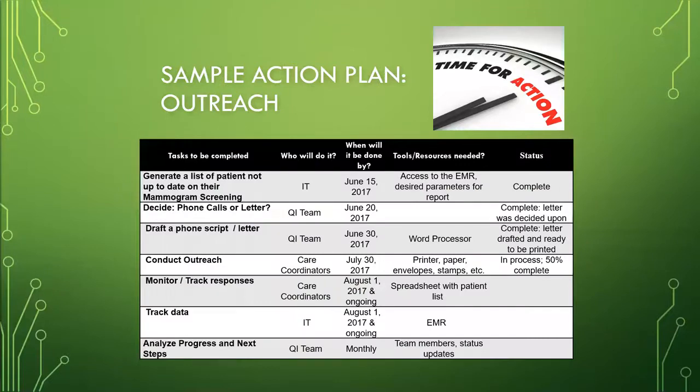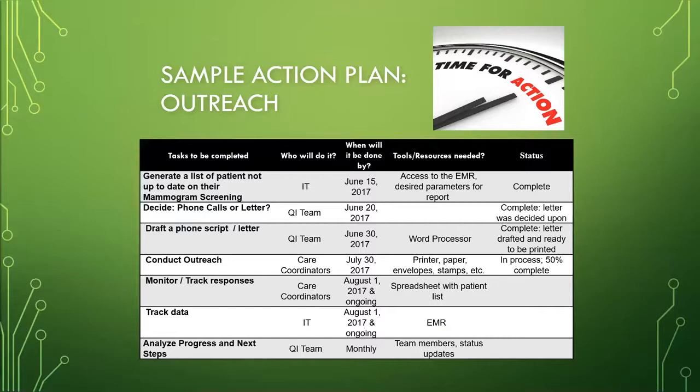This is a sample for a fictional practice of a plan for outreach for mammogram screening. So we have different components here, who it's assigned to. In this case, I just used generic roles, but wherever possible, you really want to be specific about the individuals, again, so that they don't assume somebody else will do it. So in this case, the IT will generate a list of patients who aren't up to date, and you also see that the resources and tools are included in here. And this can be helpful just to make sure that we have everything in place so that the resources and tools being available is not the barrier to things being completed.